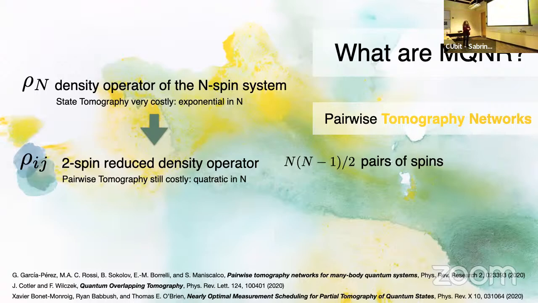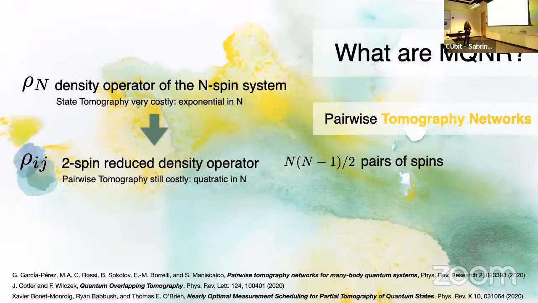And this is clearly less costly than the full tomography, but still expensive. It's still quadratic in n, since in the most naive way of doing it, you still have n by n minus 1 over 2 pairs of spins. So it is still costly.